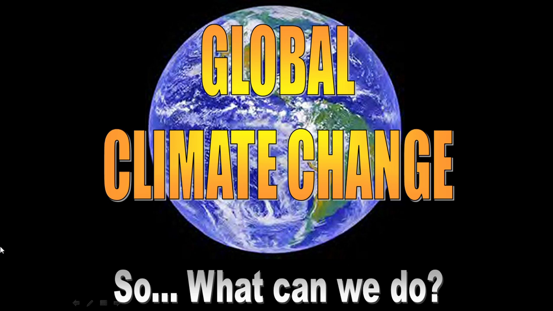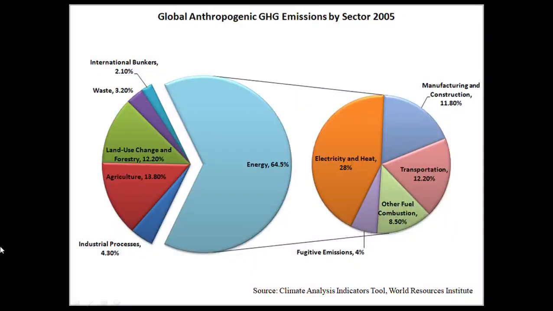Now, if global climate change happens, what can we do? What are the remedies? See this. We have energy this much. Industrial processes 4.30%. Agriculture is 13.8%. Land use change and forestry 20.20%. Waste is 3.20%, and international bunkers 2.10%.